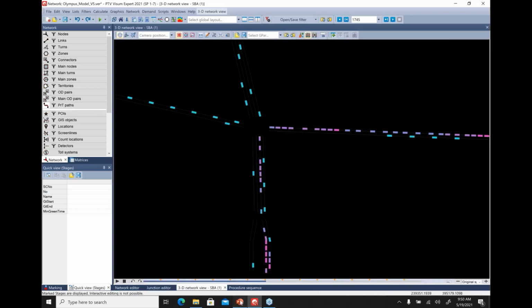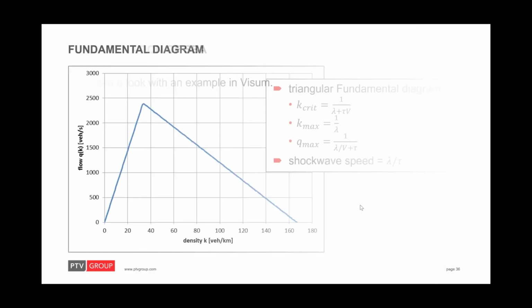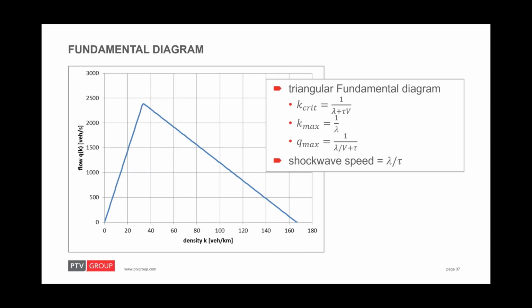Now let's go back to our PowerPoint for some of the final tips and tricks. As we talked about the car following parameters, the simplified car following parameters result in this kind of a fundamental diagram. So what you are basically calibrating for is your parameters for this fundamental diagram. So shock wave speed and so forth.